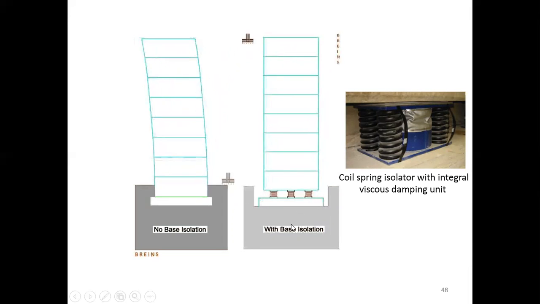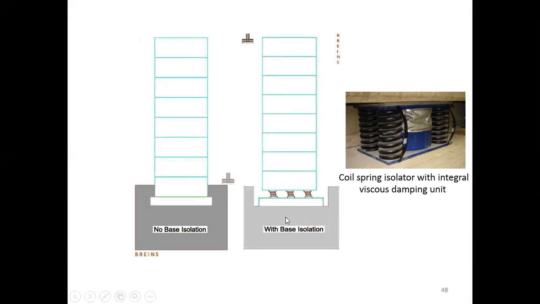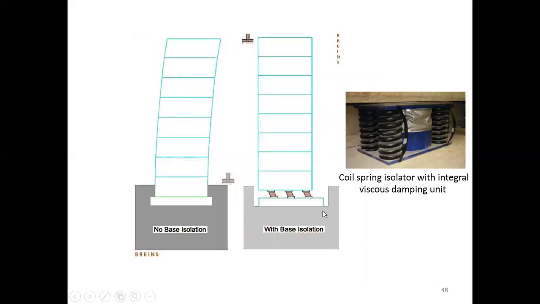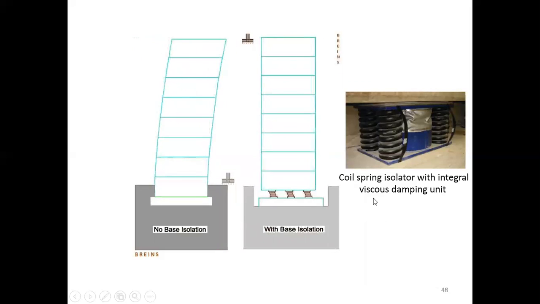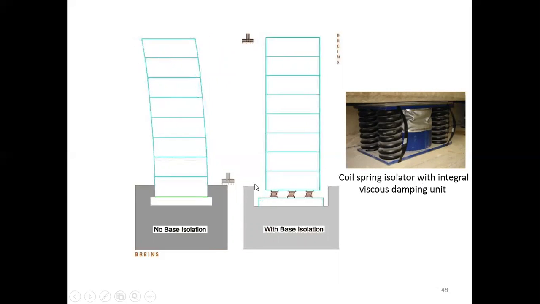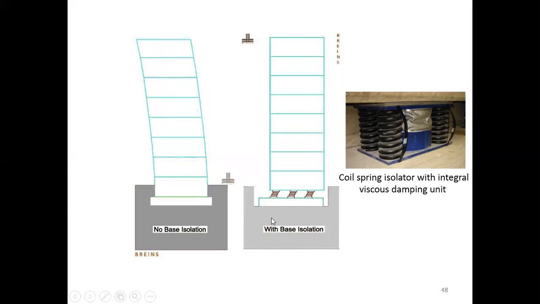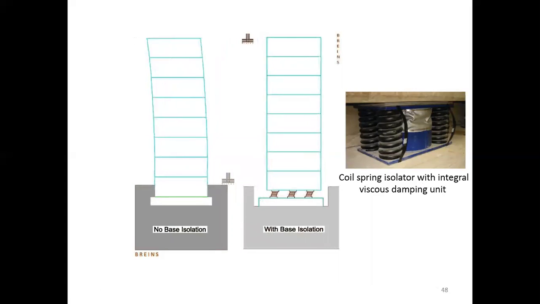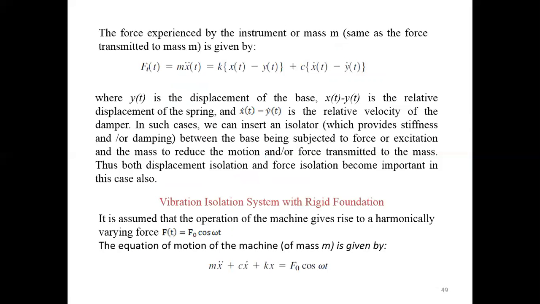The base isolation is used for many high-rise buildings to protect them from earthquakes, right? The base isolation is used as a coil spring isolator with an integral viscous damping unit. If we are using the base isolation, then we can protect big high-rise buildings from earthquakes, right? The force experienced by the instrument or mass, F(t), is m x double dot with respect to time, equal to k(x(t) minus y(t)) plus c(x dot(t) minus y dot(t)), right?